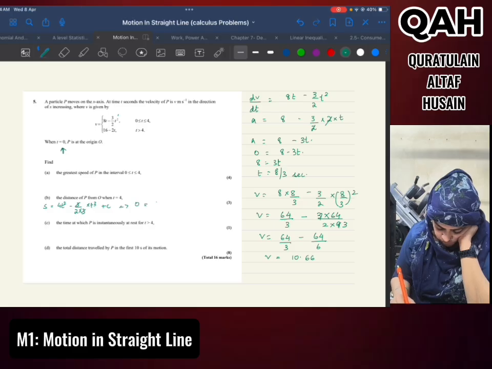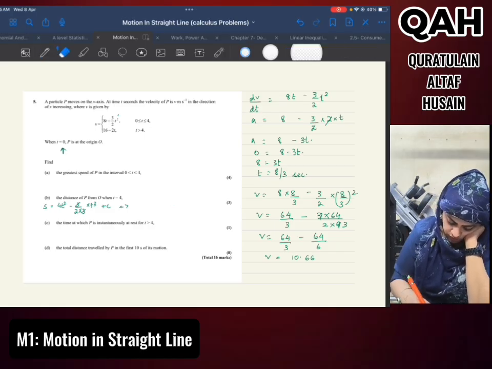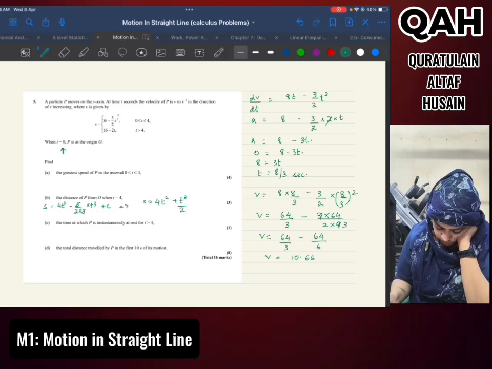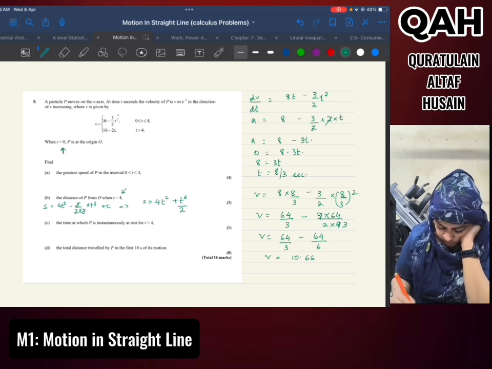0 is equal to 0 plus t cube, यानी कि 0 प्लस c, सो इसका c भी इक्वल टू 0 है. डिस्प्लेसमेंट की इक्वेशन फिर क्या हो गई जो हमने यूज करनी है, s इज इक्वल्स टू 4t स्क्वायर प्लस t क्यूब अपॉन 2. This is the equation of displacement. We put t is equal to 4 in it and we get the answer. Let's find out the answer.